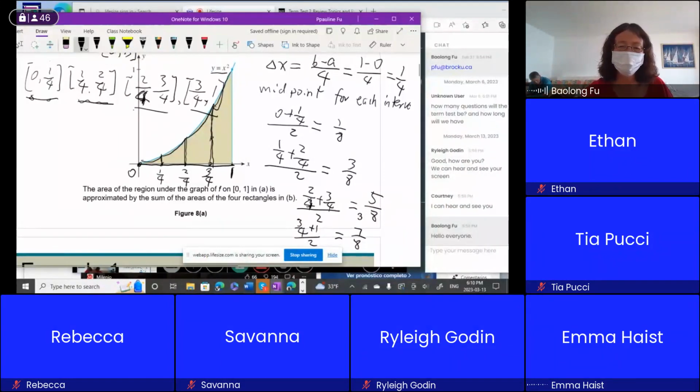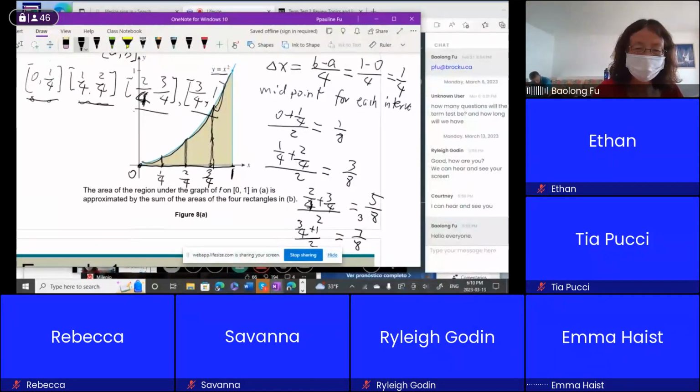And the graphical representation of the midpoints is here. This is midpoint 1, midpoint 2, midpoint 3, midpoint 4. Okay? And once you get those midpoints, calculate the function value at those midpoints.